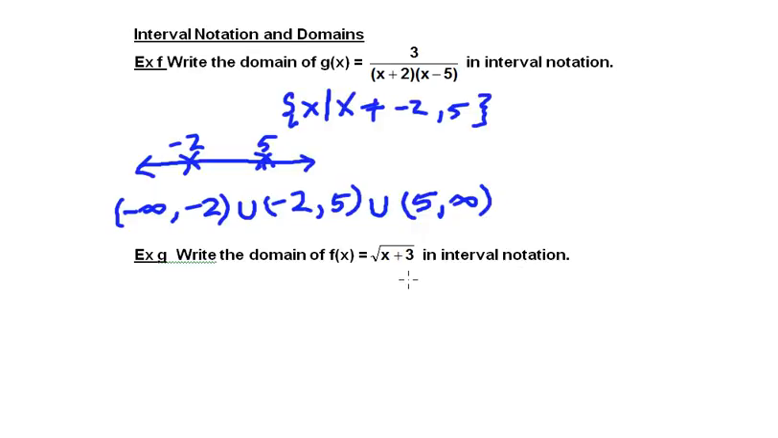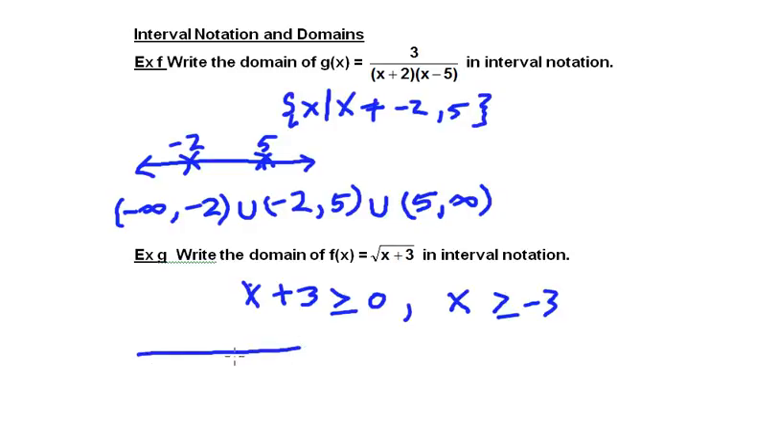For example G, we are also trying to express the domain by removing the undefined points. So the undefined points are when the inside of this radical is negative. That means that we want it to be non-negative. The inside, which is x + 3, should be non-negative, which means either positive or equal to 0. And so when we write this as an inequality, we then get that x is greater than or equal to -3.